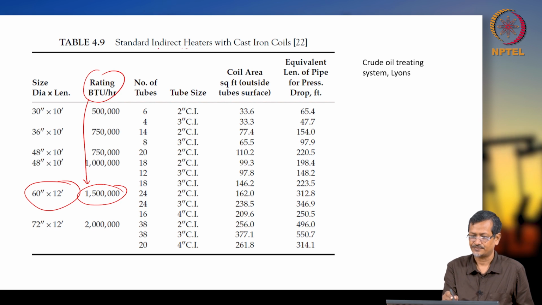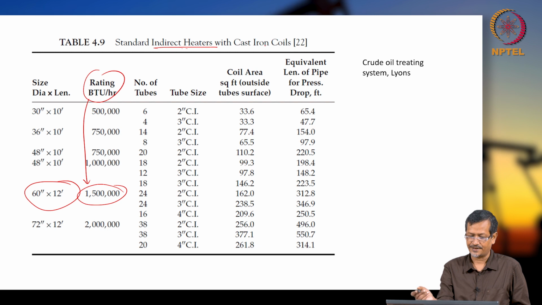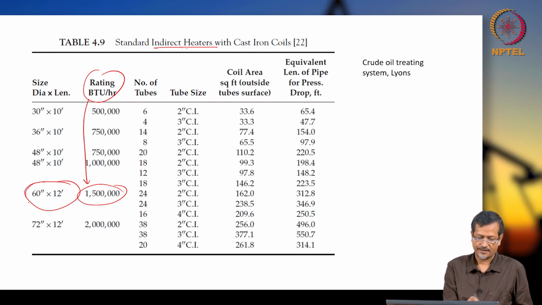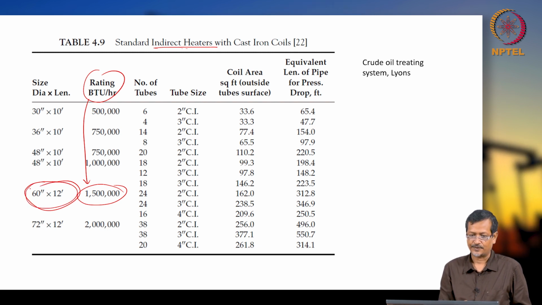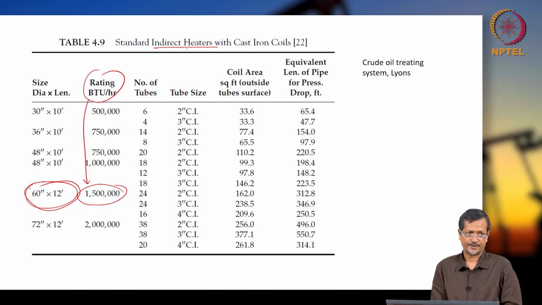The standard direction for an indirect heater with a cast iron coil, the cast iron coil data is already given, right? So for the cast iron coil, this is your size. Okay, thank you very much for today's lecture. Tomorrow we'll start a new topic. Thank you.